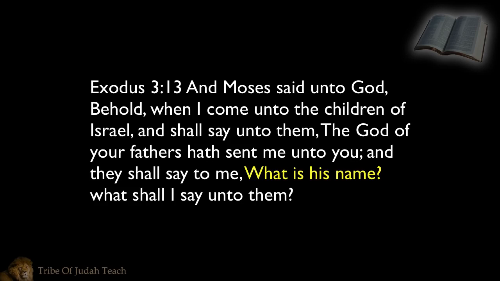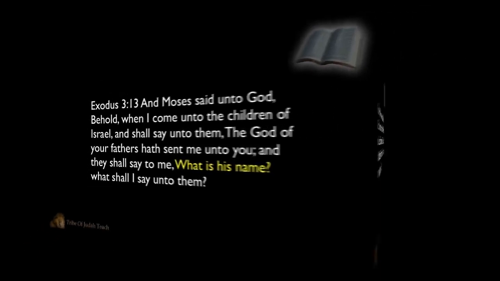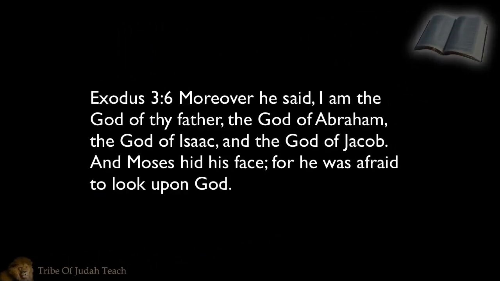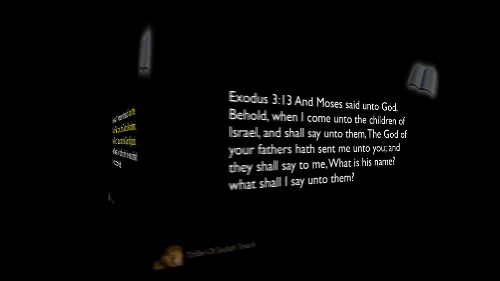Now, I'm going to say something that you may have never heard before. Moses is not asking the Most High what his name is. He already knew the Most High's name, and I'm going to show you that. When you go up to verse 6, the Most High tells Moses who he is. He says, I am the God of thy father, the God of Abraham, the God of Isaac, and the God of Jacob. That statement alone clarified exactly who he was. Moses knew who the God of Abraham, Isaac, and Jacob was. He knew his name already.